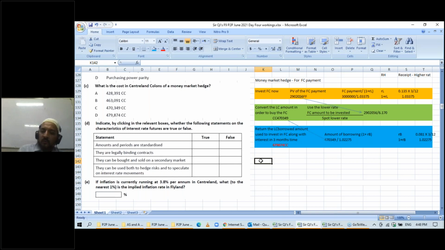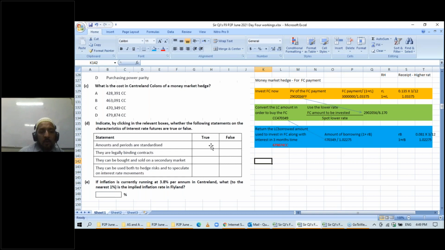The contracts on which the prices are quoted in advance and remain the same on all contracts are known as standardized. So it is true that interest rate futures that are being traded are all standardized contracts. Amounts and periods are standardized; for example, it will be a 3-month interest rate contract fixed for a fixed period. They are legally binding contracts, yes. It's only options which are not binding. You have a choice in an option, otherwise all are binding contracts.